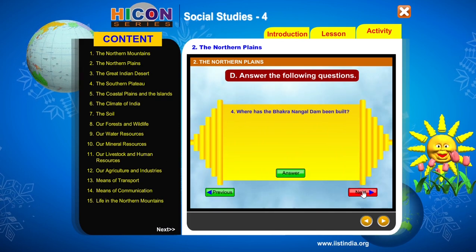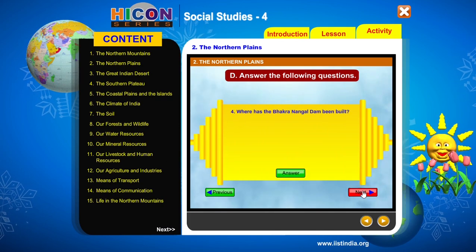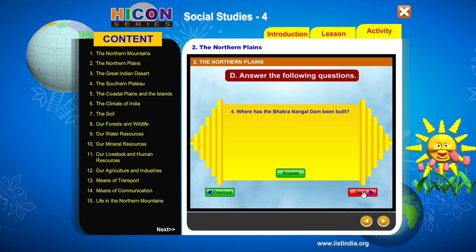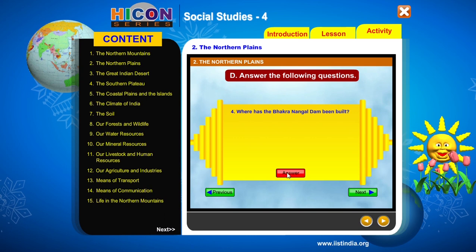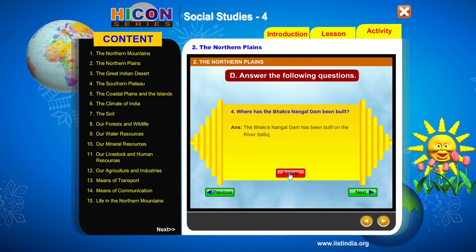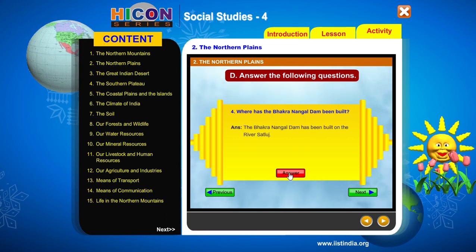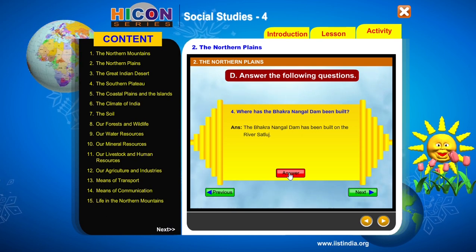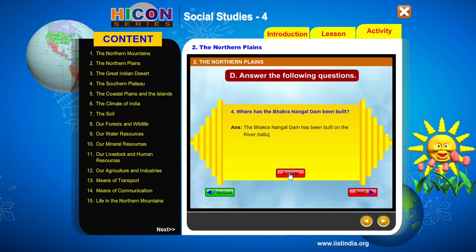Where has the Bhakra Nangal Dam been built? The Bhakra Nangal Dam has been built on river Satluj. So where was it built? The Bhakra Nangal Dam has been built on river Satluj.